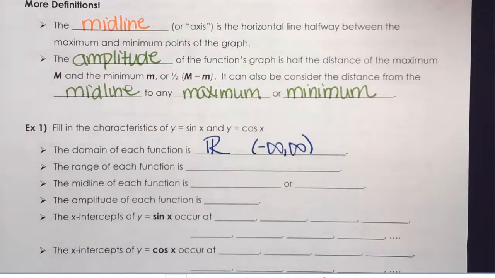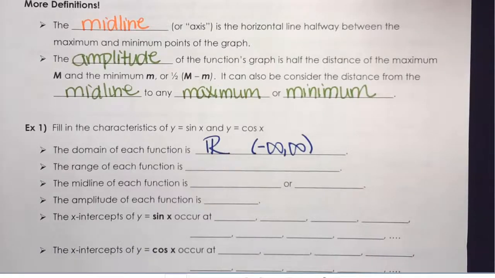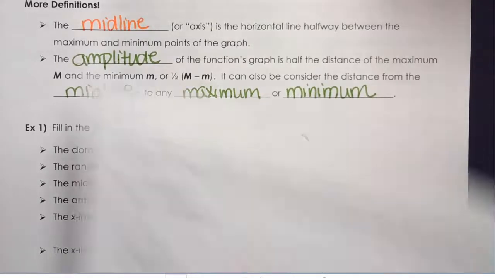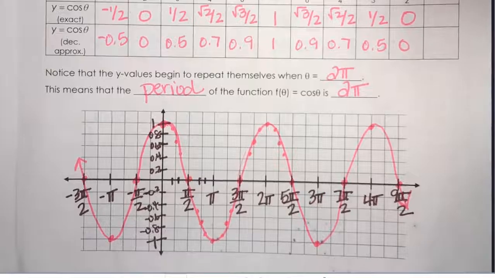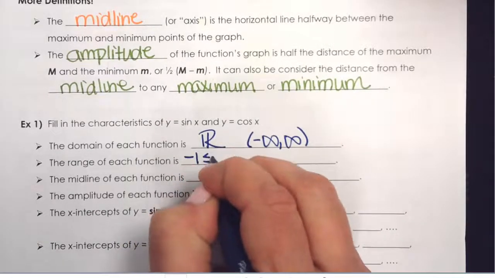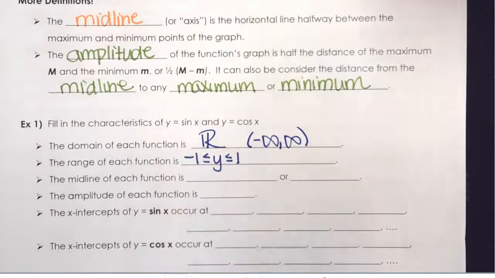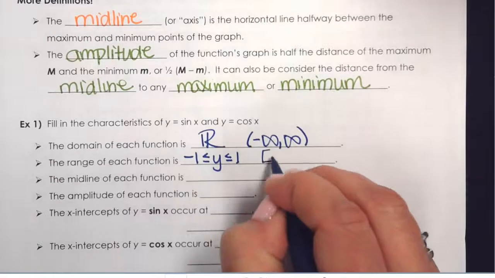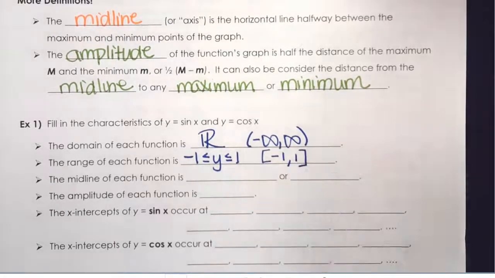Now, was the range of these functions all real numbers as well? No. What was the range of each of these functions? Was there a low point and a high point for each one? -1 was the low point and the high point was +1. So in inequality notation, we can say that y is greater than or equal to -1 and less than or equal to 1. Or in interval notation, we can write it this way.